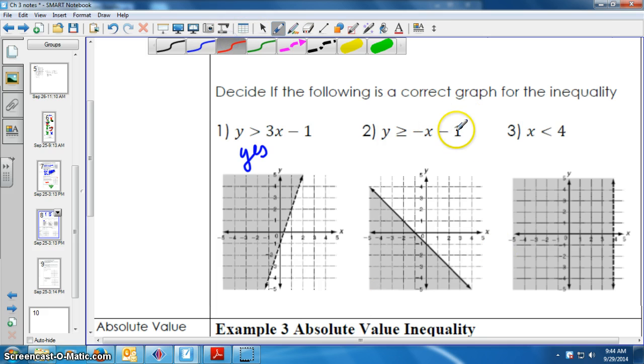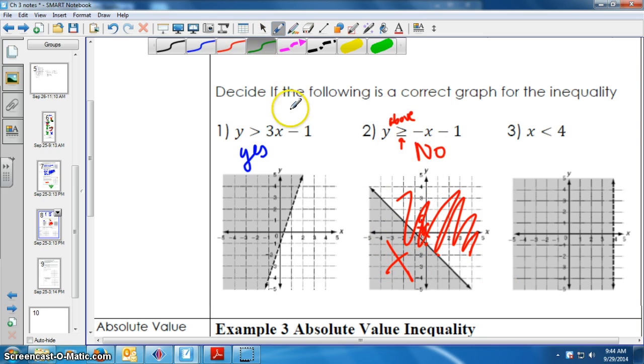Let's look at the next one. Start at -1. Put a dot, move down 1 over 1. Yep. Solid line because of the line under there. Perfect. And it says y is greater, so we should shade above. So again, riding the escalator. Uh-oh. This is the above part where we would ride, so this part should be shaded. So not this part, so no. The shading is incorrect.